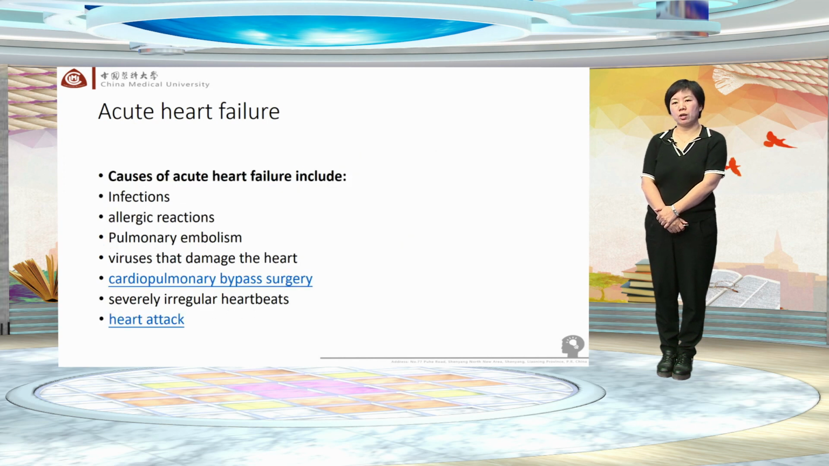We know the causes of acute heart failure include infections, allergic reactions, pulmonary embolism, damage by virus, cardiopulmonary bypass surgery, and heart attack, etc.